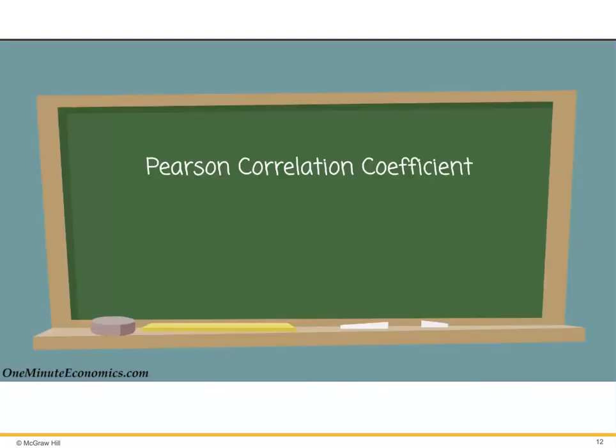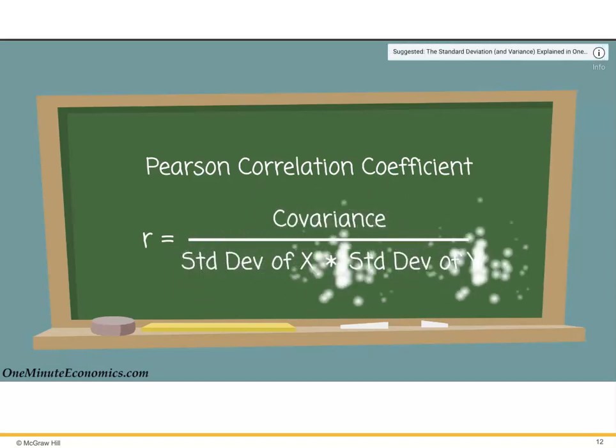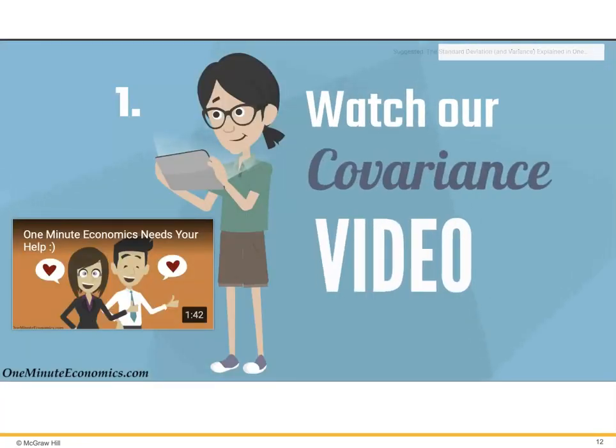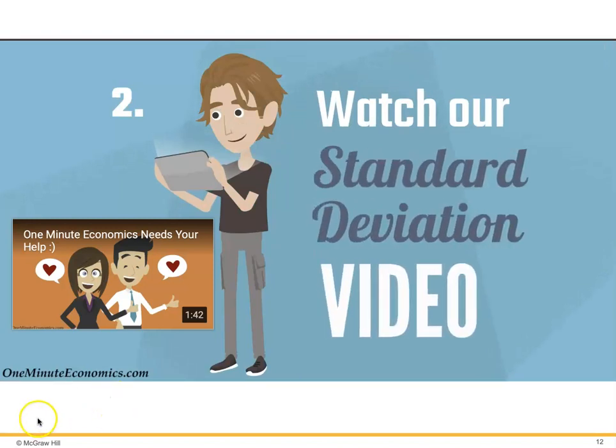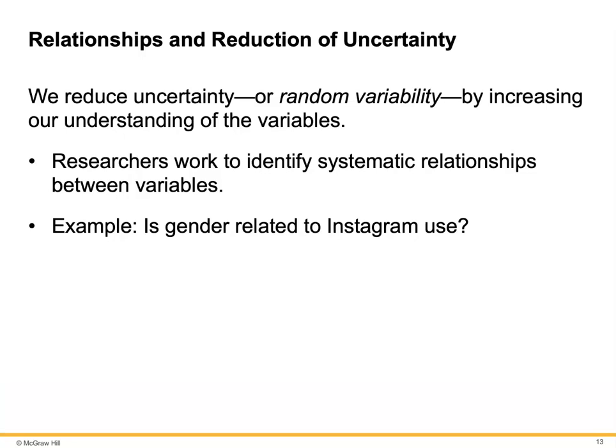Formula-wise, the most popular one is the Pearson correlation coefficient, which is represented by the letter R and calculated by dividing the covariance by the standard deviation of one variable multiplied by the standard deviation of the other. Simply: 1. Watch our video about the covariance. 2. Watch our video about the standard deviation. The correlation coefficient. So really what you need to know from that video is that typically we use Pearson.